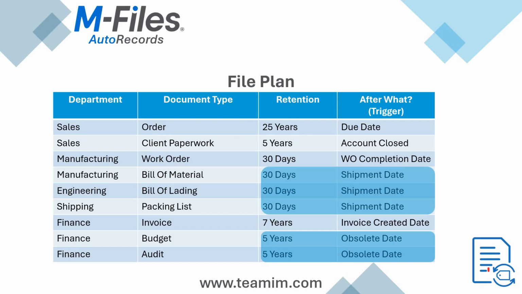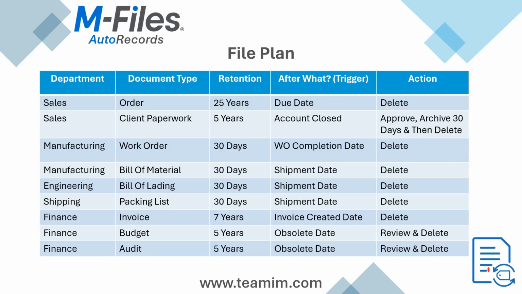Before we move on to configuring records management in M-Files, we need to once again expand our file plan because it's missing a critical piece of information. Specifically, we don't know what we're supposed to do with these documents. Maybe we just delete them, but some may require approval or review prior to deletion. Some we may want to simply archive or hide. So let's expand our file plan once again so we know what kind of action we're supposed to perform.